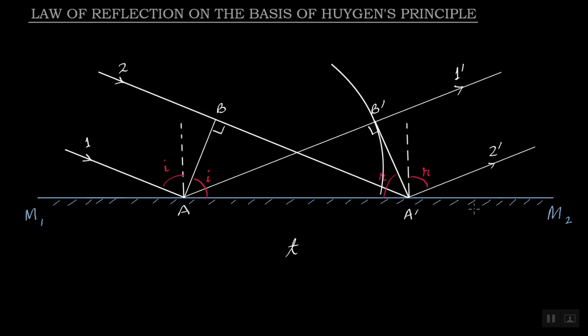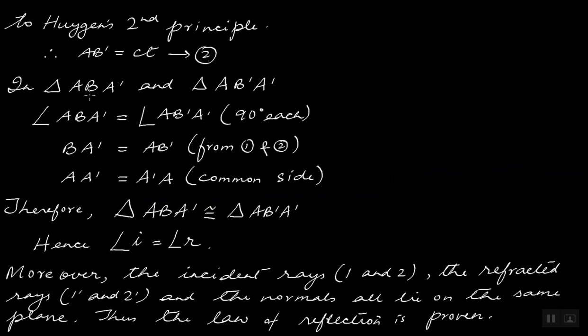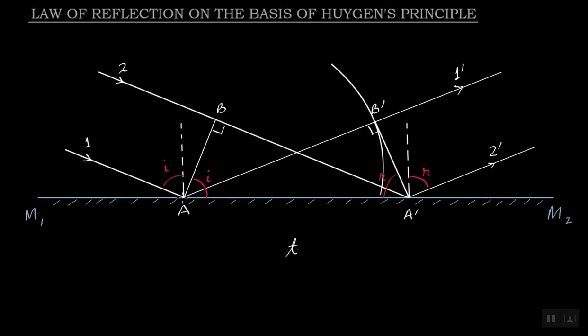All right. Okay, so what we do here is we take these two triangles, ABA dash and AB dash A dash, and we look at these angles out here. Angle ABA dash is equal to angle AB dash A dash. Which angle? This one, ABA dash. That means this angle is equal to AB dash A dash, that angle. Why? Because they are both 90 degree. They are perpendicular. Each of them is 90 degree.